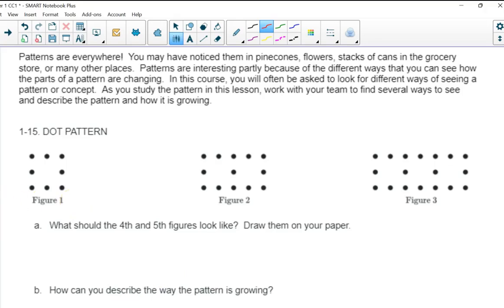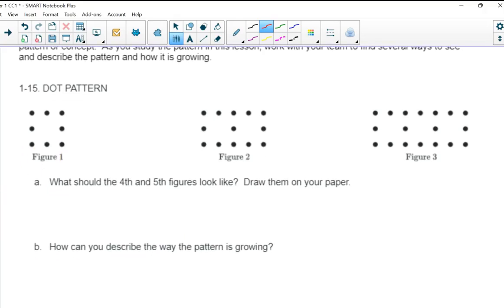So, let's look at this pattern that we have. This is what we call a dot pattern. Okay? And I hope it's very self-explanatory why we call it a dot pattern. Well, that's because it's made of dots, right? So, let's look at figure 1 and figure 2. Let's just focus on those two. Okay? How is it changing? So let's just look at that.